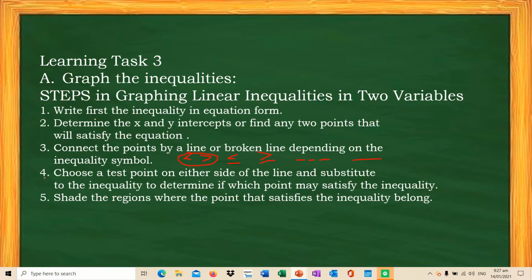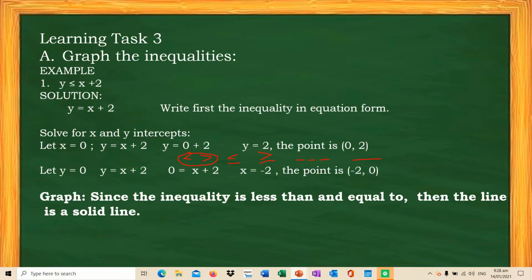Then the fourth step, choose a test point on either side of the line. Then, fifth, shade the region where the point that satisfies the inequality lies. So let us have examples so para mas maintindihan. We have the first inequality. Graph the inequality y is less than or equal to x plus 2. Ang ating inequality symbol dyan ay less than or equal to, so ang gagamitin natin mamaya is solid line.